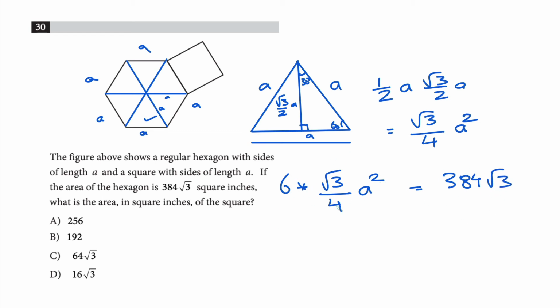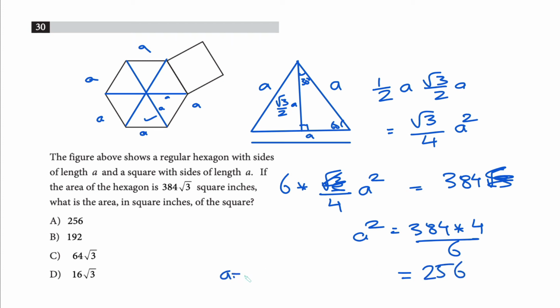So now let's try to find A squared. Of course, we can easily eliminate radical 3 or square root of 3 and then move these to the other side. So A squared is equal to 384 times 4 over 6. Okay, so let's calculate that real quick. 384 times 4 over 6. This is a calculator problem. So we'll use a calculator and we get A squared is equal to 256, which means A is equal to 16. Because the square root of 256 is 16, right?